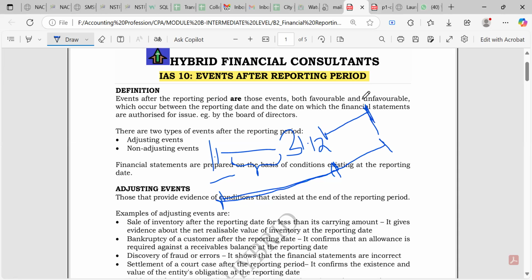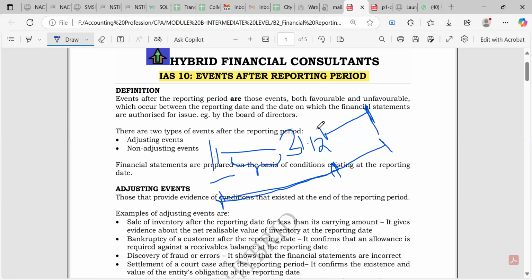So whatever comes from this point onwards, which was right, which should have been accounted for even before, we don't consider it any longer, and we consider it an error and account for it in the future, in the next accounting period, right? So that's what we call events after reporting period.